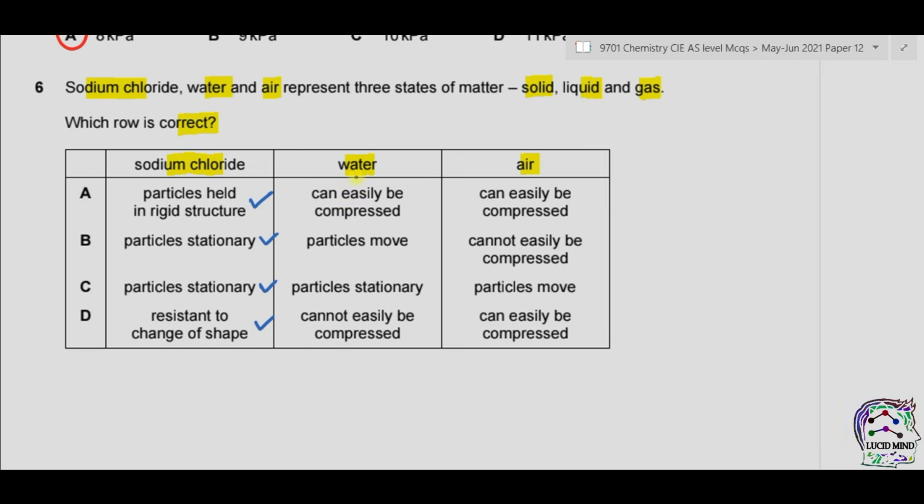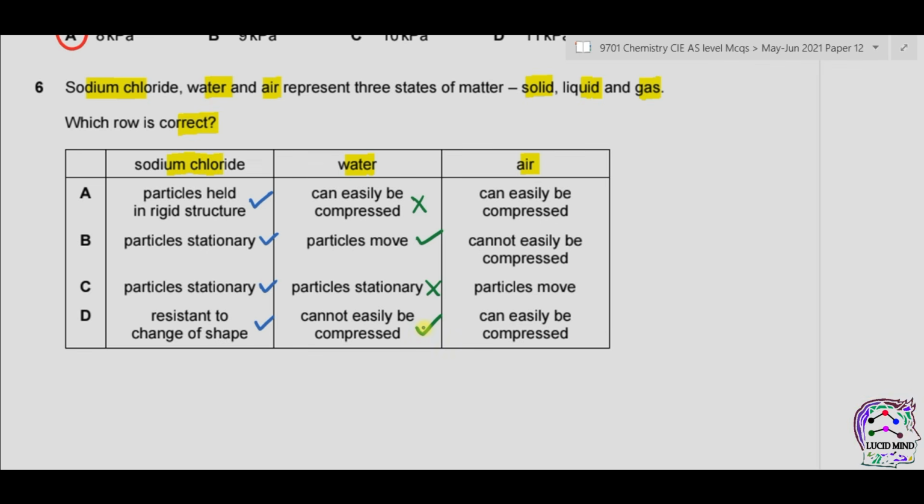In water we have liquid properties, so it can easily be compressed. This is untrue because liquid cannot be easily compressed. Then we have particles move. This is true because the particles are always in motion in liquid state. Particles are not stationary, cannot easily be compressed.